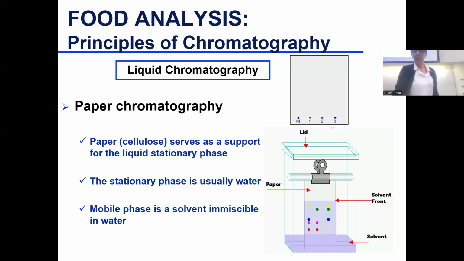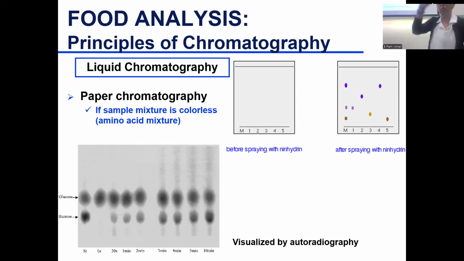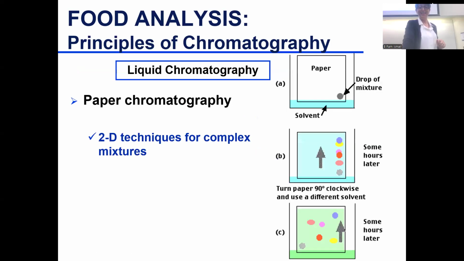Okay. So if your samples are amino acids, they don't have colors, but if you spray them with ninhydrin, then they will have different colors. Then you can see them separated after you spray them. Or if you're separating sugars, for example, you can visualize with autoradiography.